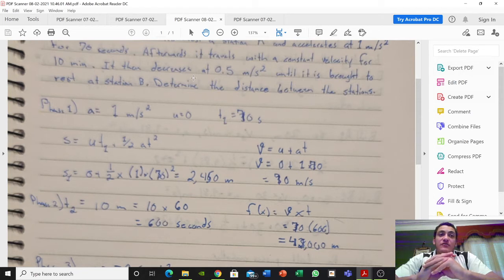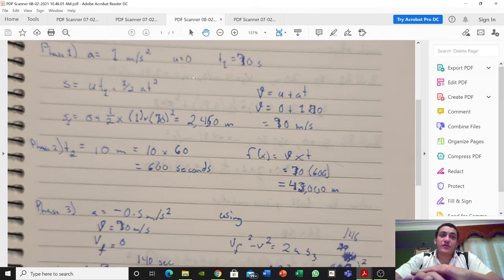S1 is equal then to 0 plus half times 1 multiplied by 70 squared, which equals 2,450 meters. Let's look at the velocity, which equals u plus a multiplied by t, which then results in 0 plus 1 multiplied by 70, which results in a velocity of 70 meters per second.